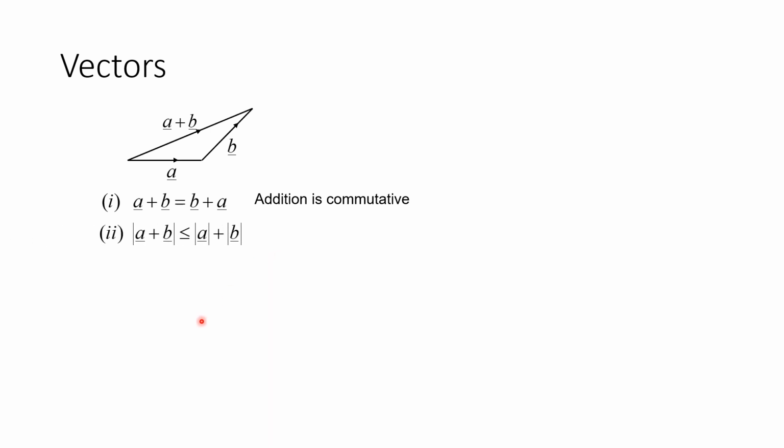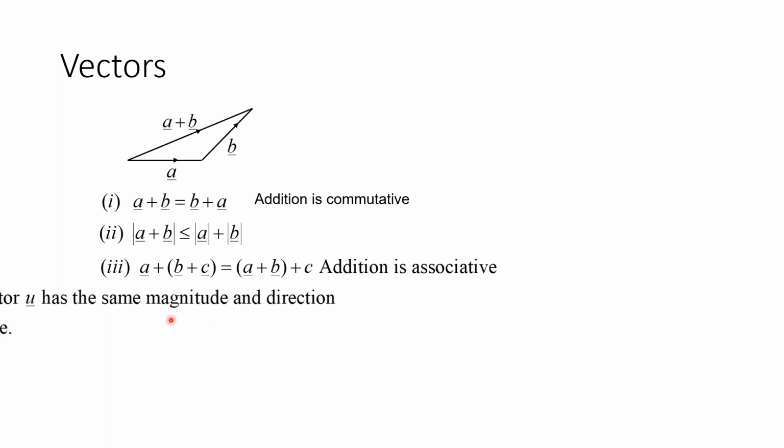And this next law is modulus of A plus B is less than or equal to modulus A plus modulus B individually. Okay, and addition is also associative, as you can see here. A plus B plus C is also equivalent to, if you add vectors A and B first, and then you add it with C, because it's addition, so it's associative. So these are some of the important properties for vectors.